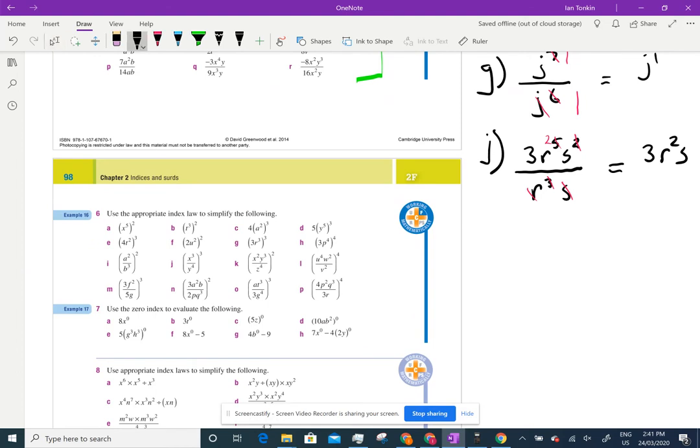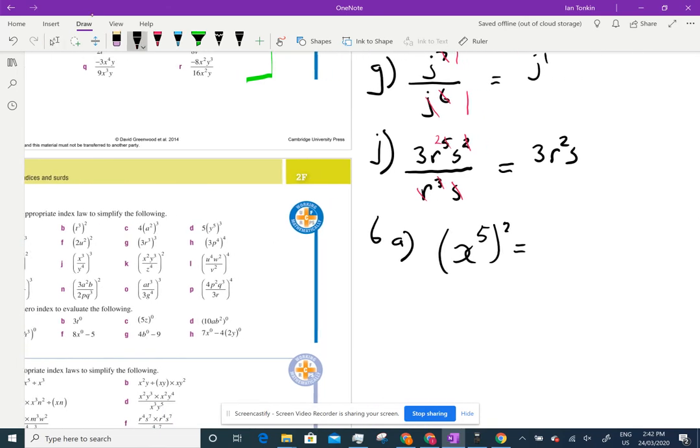6, power of a power. Power of a power, so 6A. Oh, this is pretty easy, and you should remember, because we did do this last year, x to the 5 squared, multiply the 5 and the 2. You multiply that, so x to the 10.